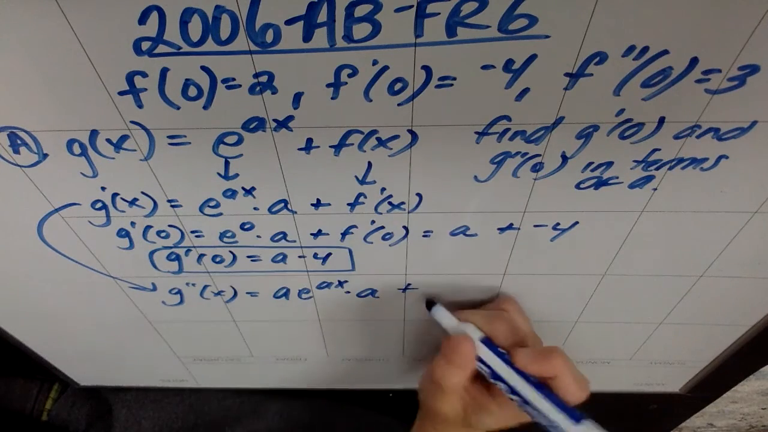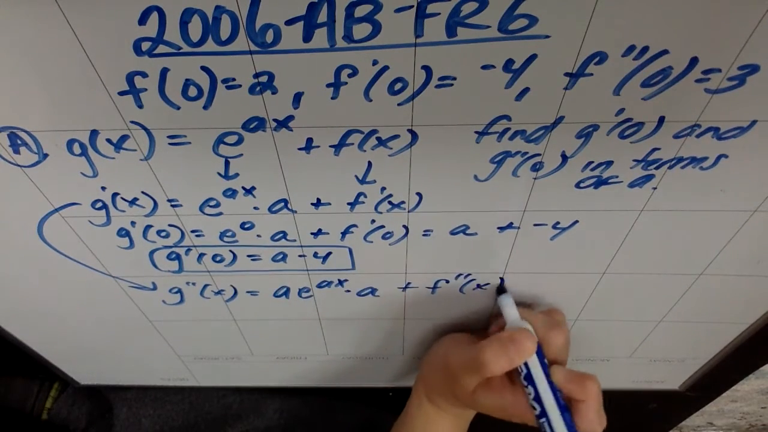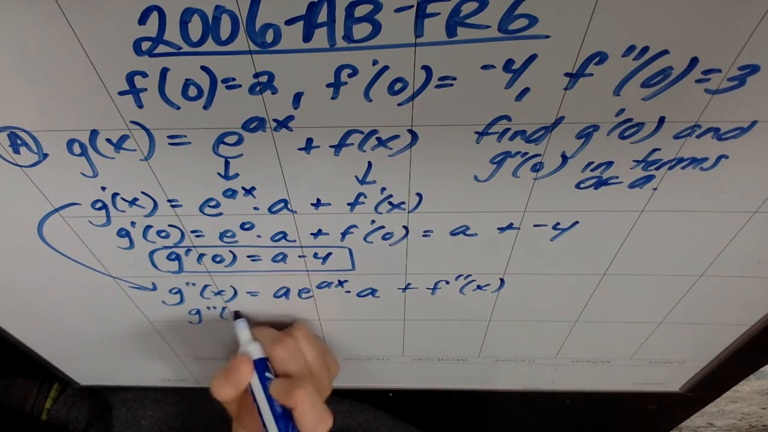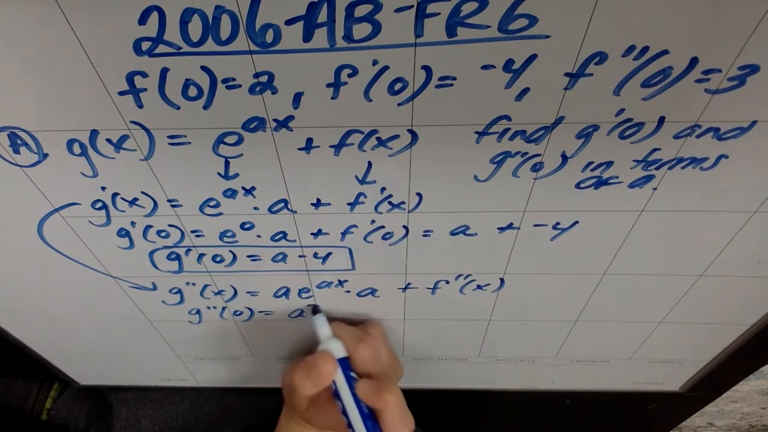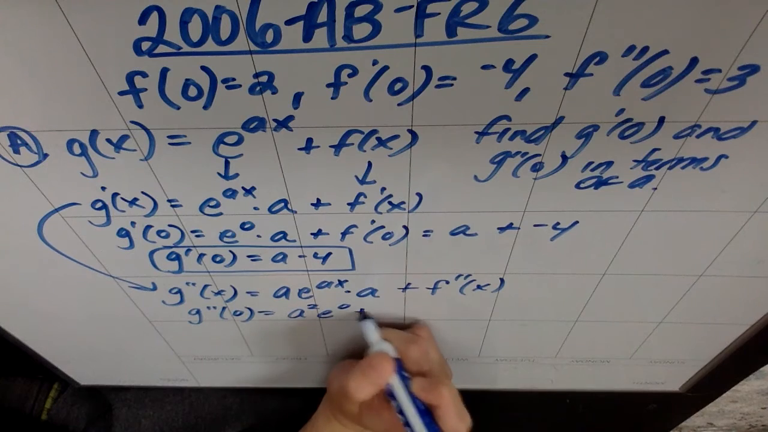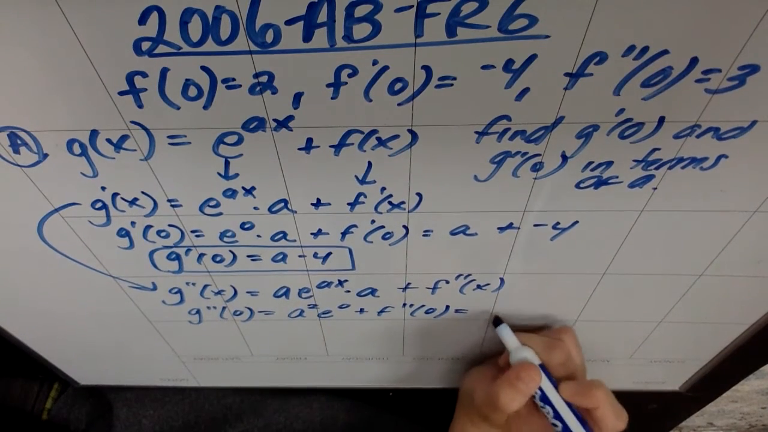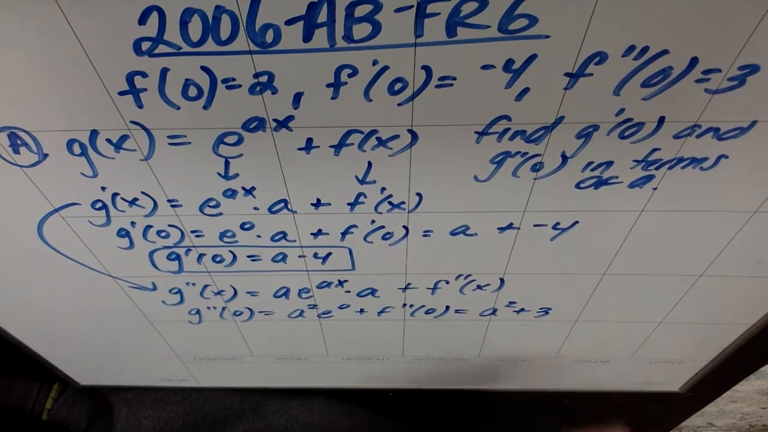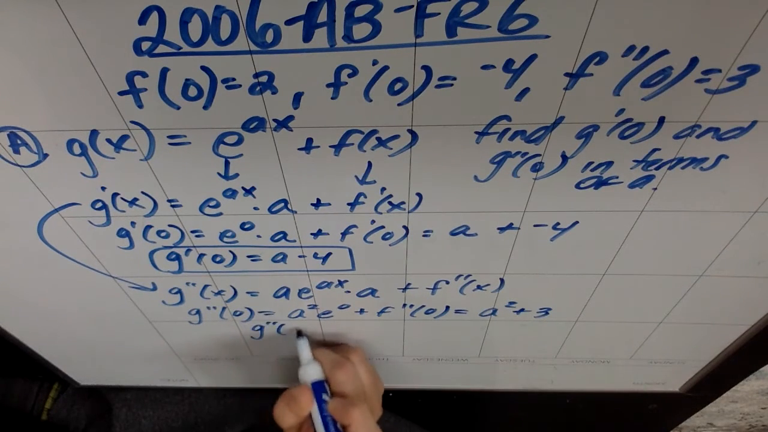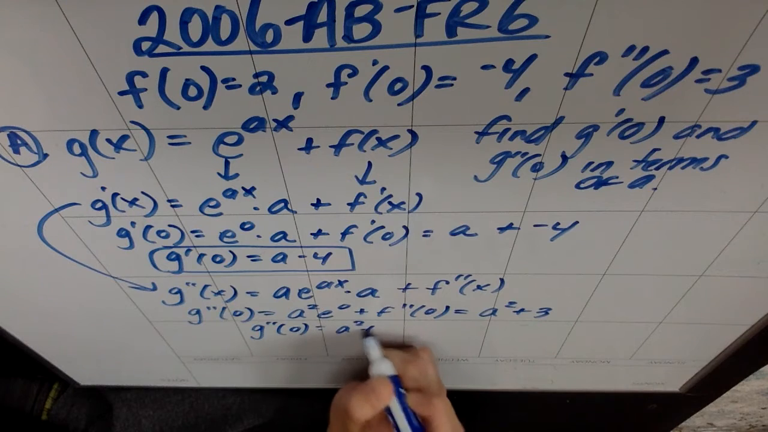Plus, when I derive my f prime, I get an f double prime of x. So my g double prime of 0 should be a squared e to the 0 plus f double prime of 0, which I'm pretty sure is a squared plus 3. So g double prime of 0 is a squared plus 3.